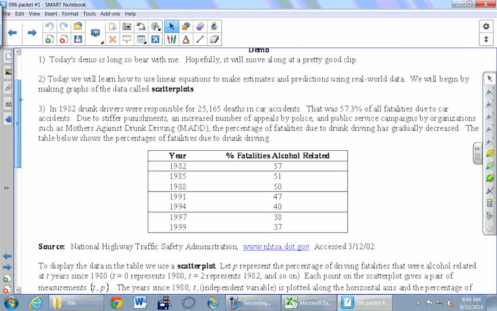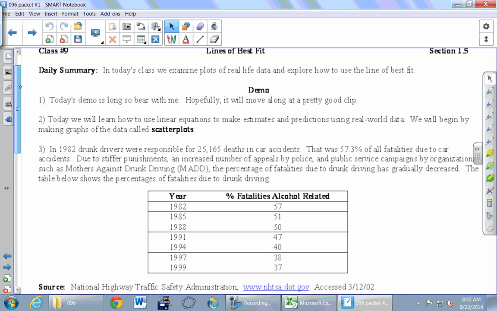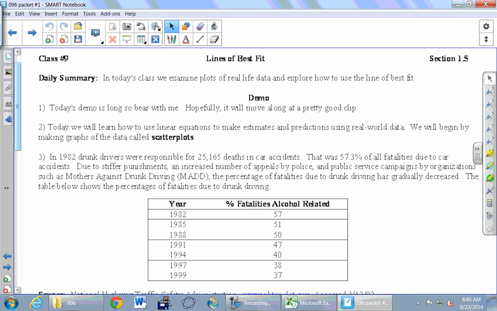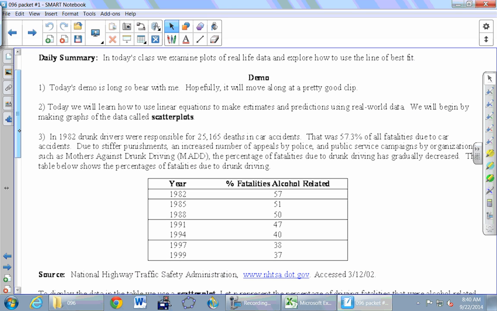Okay, we'll start at the top of page 41. It says, today's class we examine plots of real-life data and explore how to use the line of best fit. The demo is long, so I'm going to just pick and choose what we talk about together. You can read some more of the details later. I'm not going to gloss over any of the math, but there's a lot of text in here, and I think I shouldn't have written so much stuff.